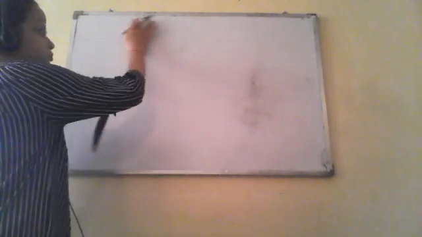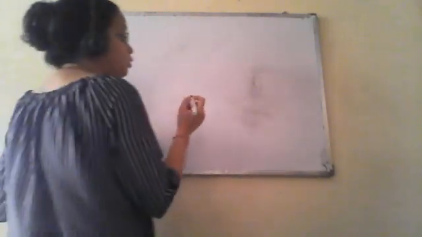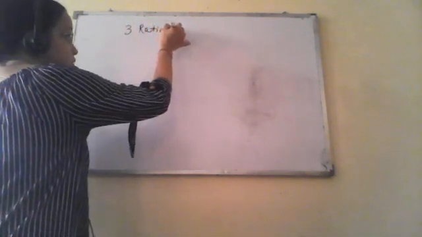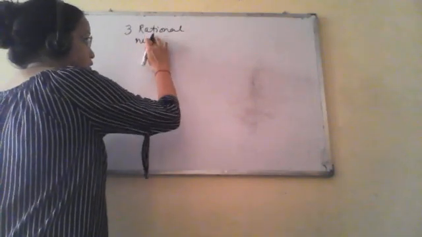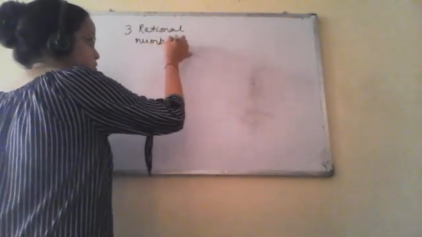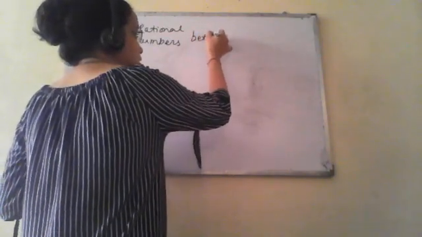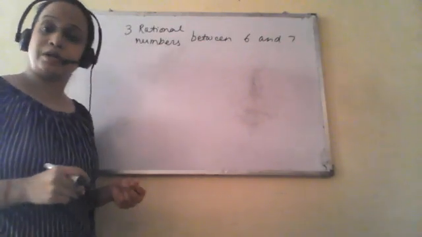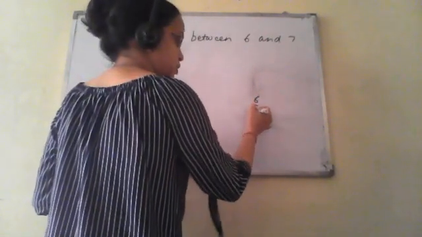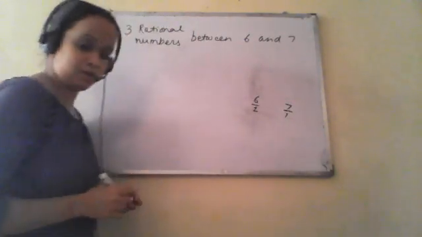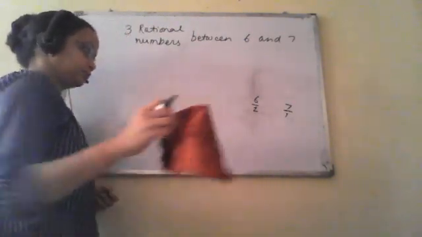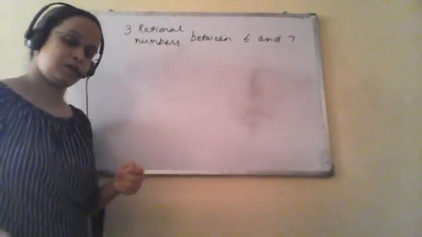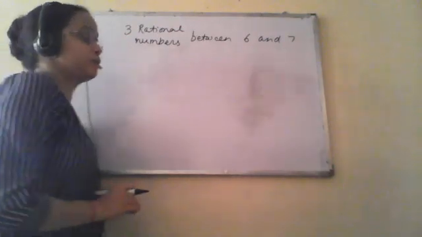Suppose we have to find three rational numbers between 6 and 7. This 6 and 7 are also rational numbers, because 6 can be written as 6 upon 1 and 7 can be written as 7 upon 1. Clear? So this is okay. How do we find three rational numbers between 6 and 7?